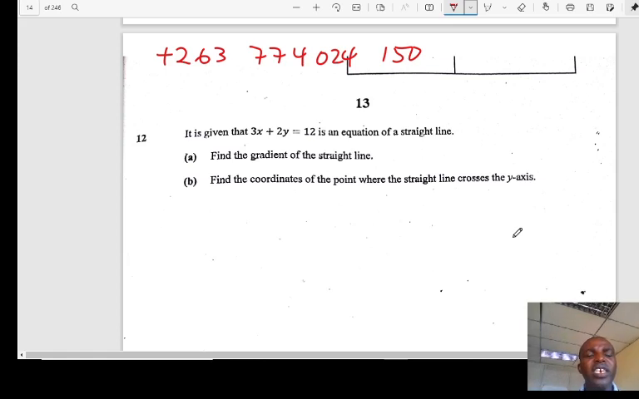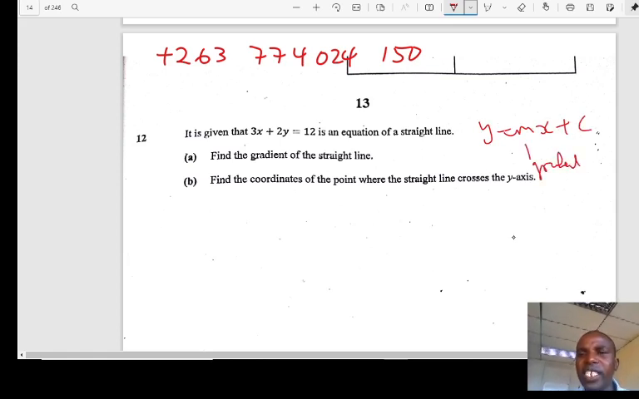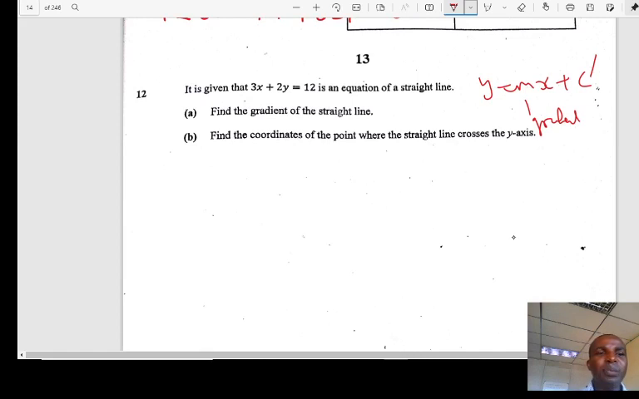What you do is, we know that the general form of the equation of a straight line is y is equal to mx plus c, where m is the gradient and c is the y-intercept. That's the point where the graph cuts or crosses the y-axis. So in this case, you just express this one in the form of y is equal to mx plus c. In other words, you just make y the subject of the formula. How to make y the subject?